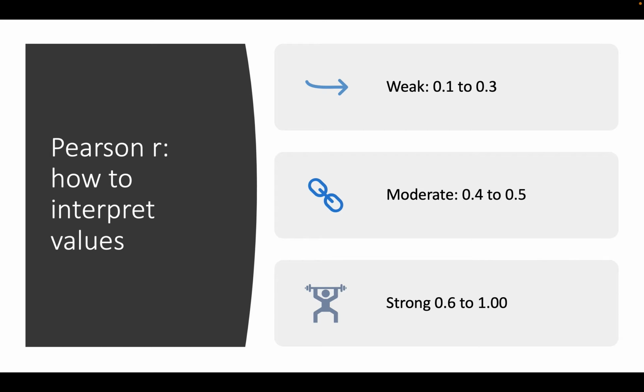Now, these are the typical cutoff points on how to interpret a Pearson R correlation. You'll hear them referred to sometimes as t-shirt sizes. A weak correlation is anything from 0.1 to 0.3. Moderate is 0.4 to 0.5. And strong is 0.6 to a perfect 1. And that's in the positive or negative direction.